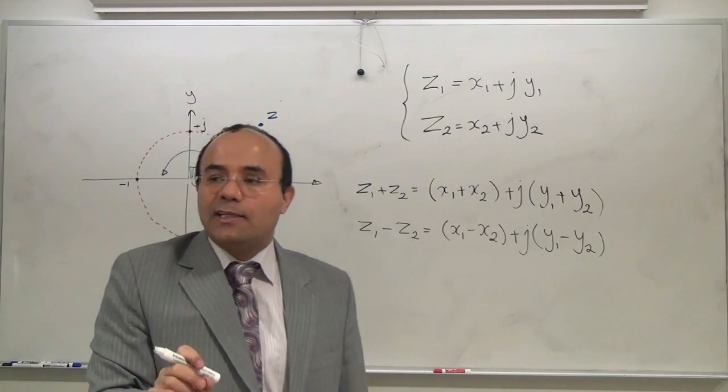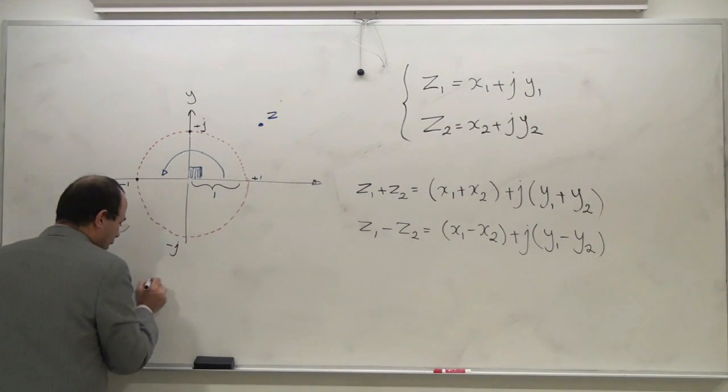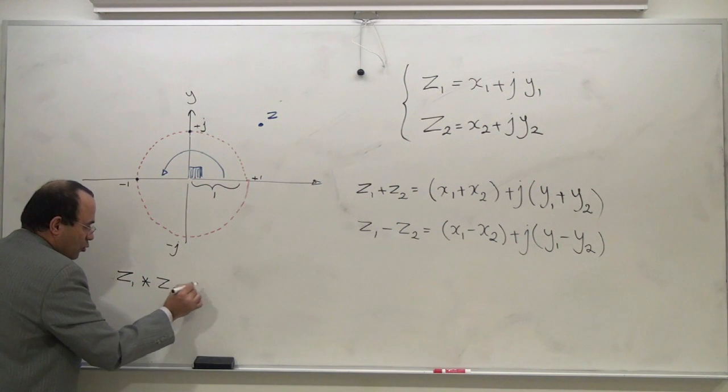Division and multiplication are not easy. I want to do the multiplication first. I want to do z1 multiplied by z2.